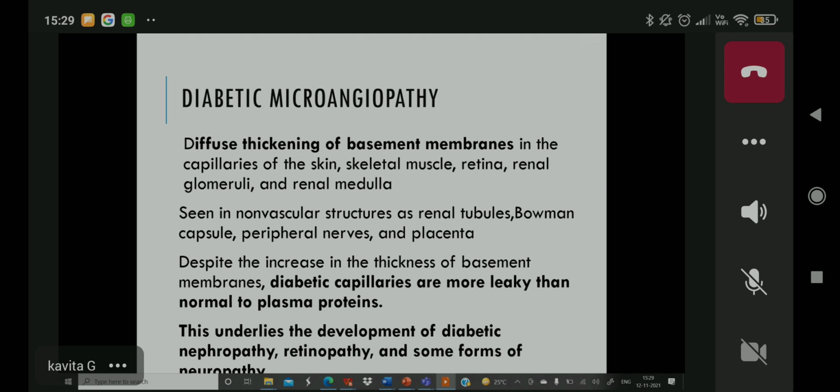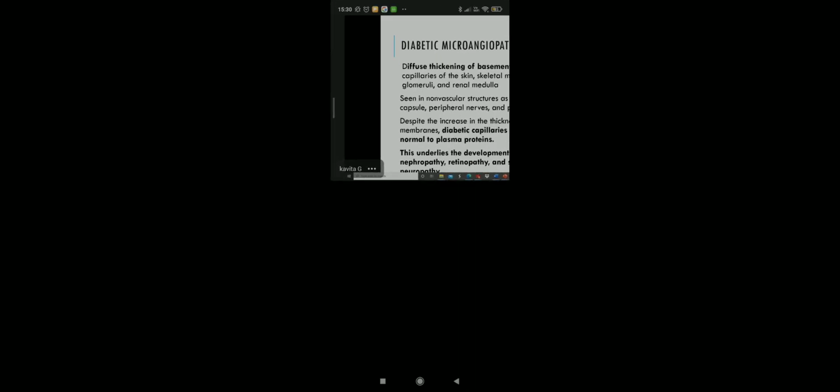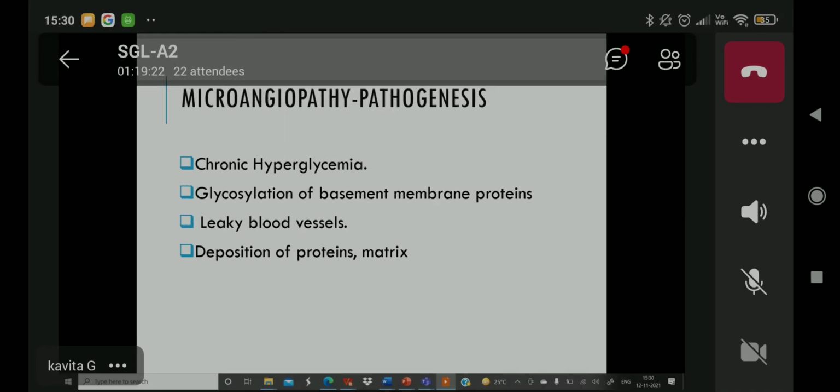What is happening in the small vessels? Diffuse thickening of the basal membranes. They're leaky. And this is what is behind diabetic nephropathy, retinopathy, and even neuropathy.